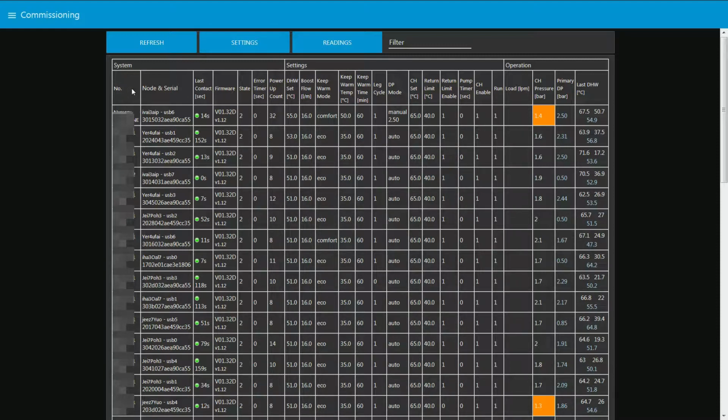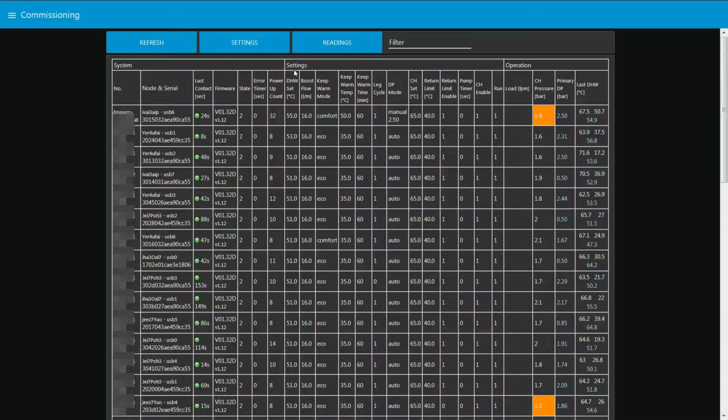So, starting with the system data, we have an identification for the property for the heat interface unit. We have a last contact which tells us how long ago the particular HIU sent out data. We have firmware versions, the state the heat interface unit is in, how long any errors have been running, and a power-up counter which tells us how many times the HIU has been turned on and off.